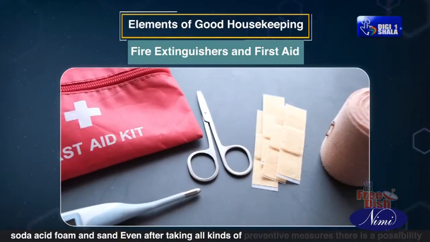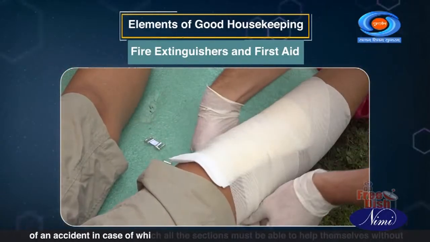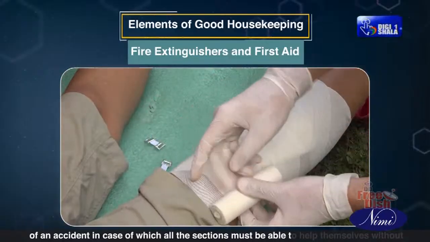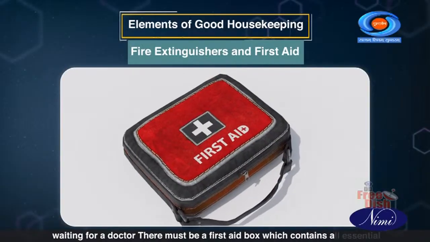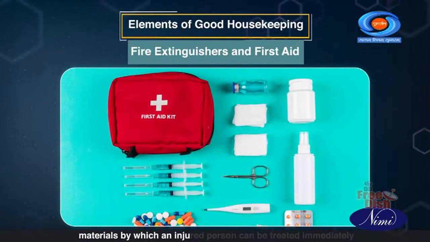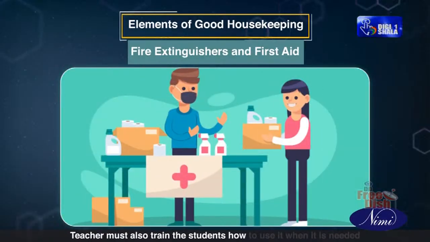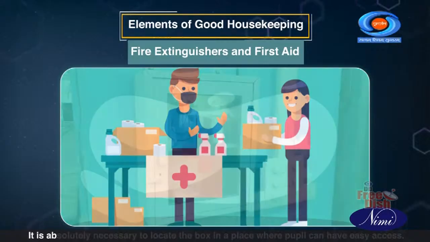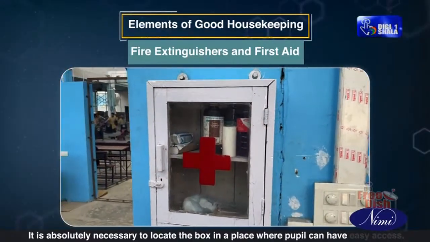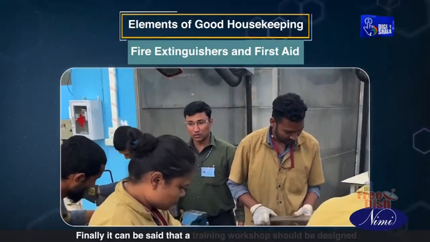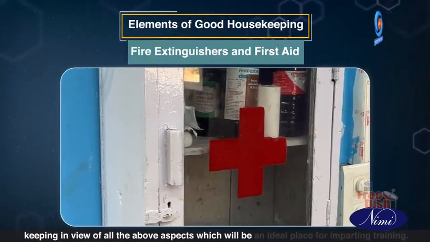Even after taking all kinds of preventive measures, there is a possibility of an accident, in case of which all the sections must be able to help themselves without waiting for a doctor. There must be a first aid box, which contains all essential materials by which an injured person can be treated immediately. The teacher must also train the students how to use it when it is needed. It is absolutely necessary to locate the box in a place where pupils can have easy access. Finally, it can be said that a training workshop should be designed keeping in view all the above aspects, which will be an ideal place for imparting training.